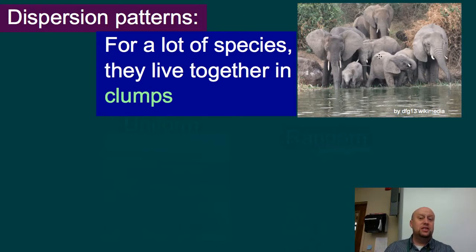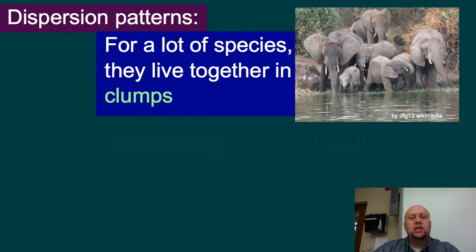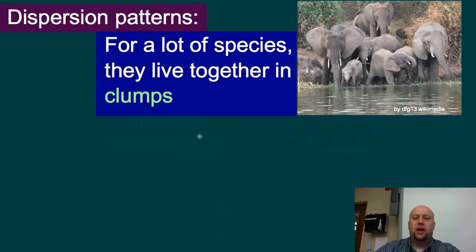Now, of course, there are some disadvantages too. If they're all together and something happens, like a flood or something like that, that's able to wipe out a lot of them. Or a disease, obviously, if they're in a clump, then that spreads really quickly. But in general, clumping is a pretty good type of dispersion pattern.